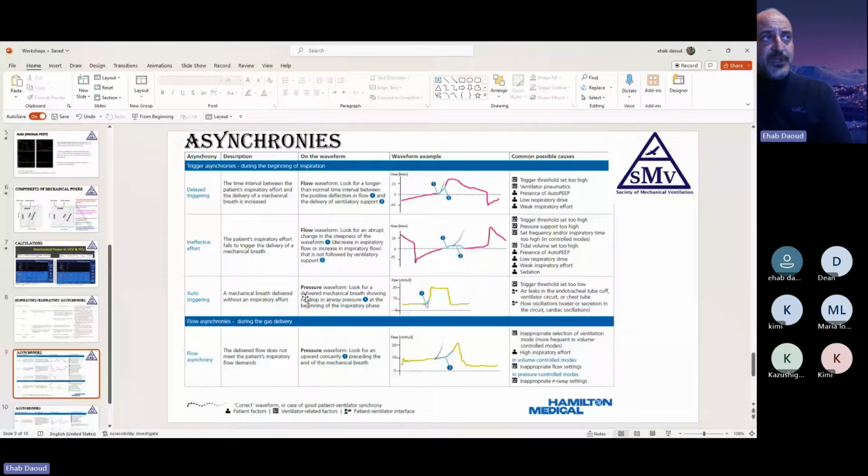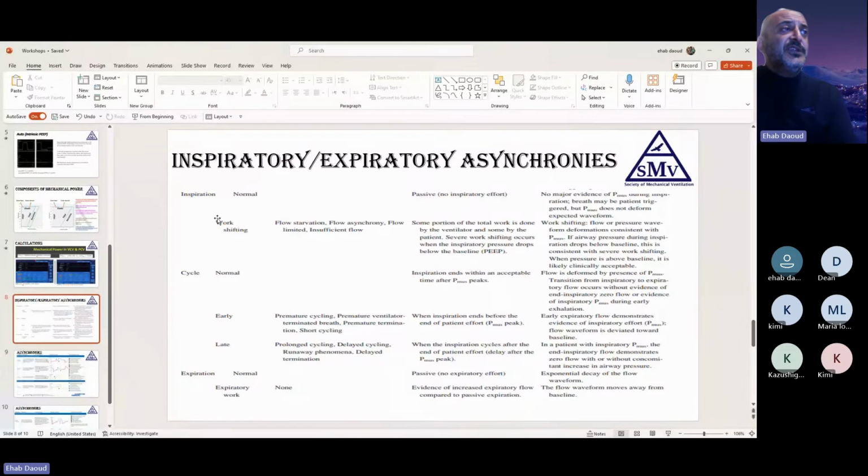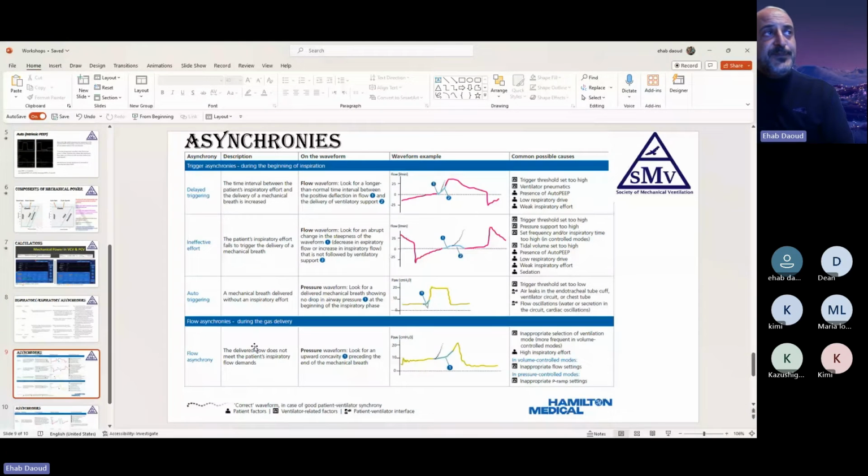Sorry, I'm going back to this slide. So either cycle or trigger asynchronies. Trigger asynchronies usually failed trigger, double trigger, auto trigger. Here's some examples of this. This is called delay triggering. Most of the time you can identify asynchronies by looking at either the flow or the airway pressure.